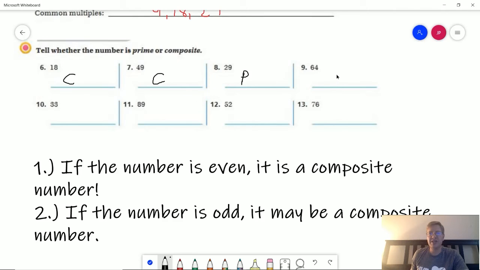This one is going to be a composite number because it's even. This one is going to be a composite number because it is a multiple of 3. If we did 3 times 11, that would give us 33. 89 is going to be a prime number. 52 is going to be a composite number, and 76 is also going to be a composite number. Both of these are going to be multiples of 2.